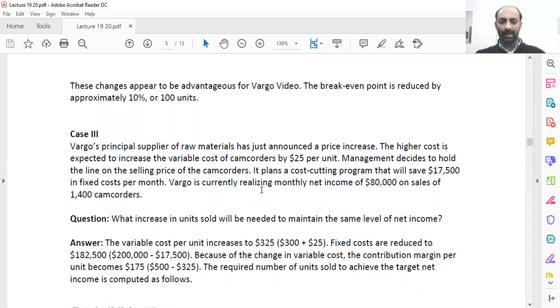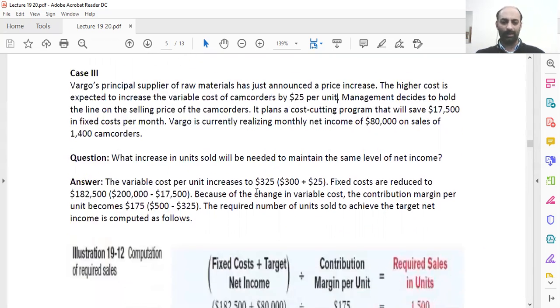Vargo is currently realizing monthly net income of 80,000 on the sales of 1,400. So they have told us the net income at which Vargo is operating right now, and the increase in the variable cost will be $25 per unit. So there will be an increase in the variable cost per unit, a decrease in the fixed cost, and we know the current net income level at which the company is operating right now.